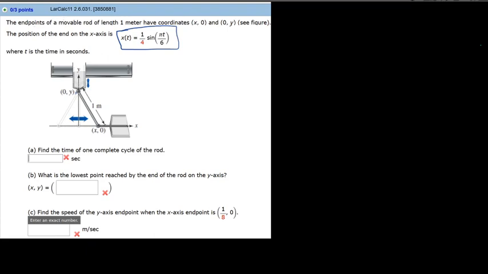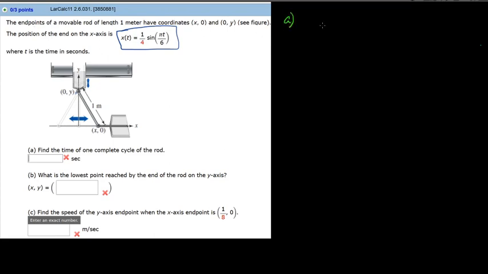Okay, well, so question A, find the time of 1 complete cycle of the rod. So in other words, if it starts here, when t is 0, we're starting at x equals 0, which is right here. And so what happens is it goes to the right, and it goes to the left, and then it goes back to 0. So how long does it take to go from one side to the other and then back again? So that's going to be 1 complete period.